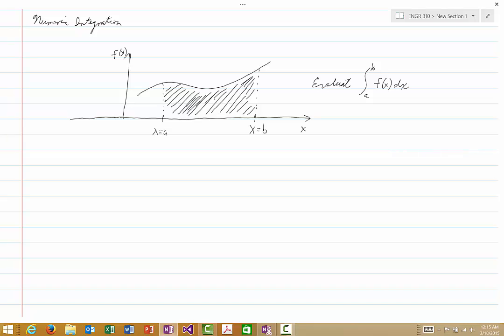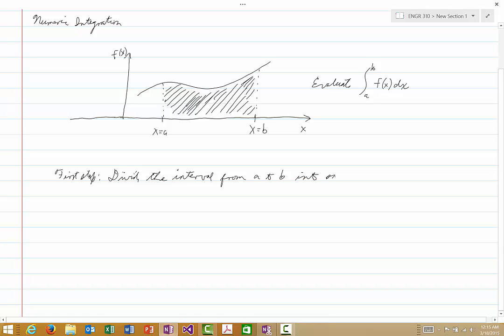So what we will do is we will divide the interval from x equals a. This is the first step. So first step, divide the interval, we use a capital D here, so we will divide the interval from a to b into subintervals of width h. And I'll put in the word equal just to emphasize that each subinterval will have a width of h.